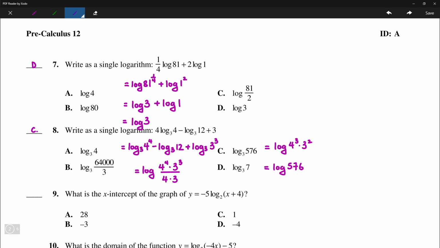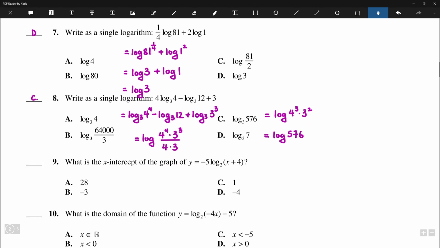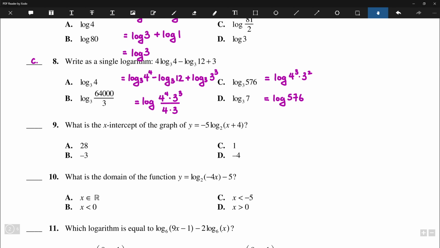Okay, so let's move on to number 9. X-intercept of the graph. So if we're looking for the x-intercept, we can simply let y equal 0. So we have 0 is equal to -5 log base 2 of x plus 4. Of course, we can divide both sides by -5, so this simply becomes 0 equal to log base 2 of x plus 4. We can rewrite this in exponential form. So this would be 2 to the 0 power is equal to x plus 4.